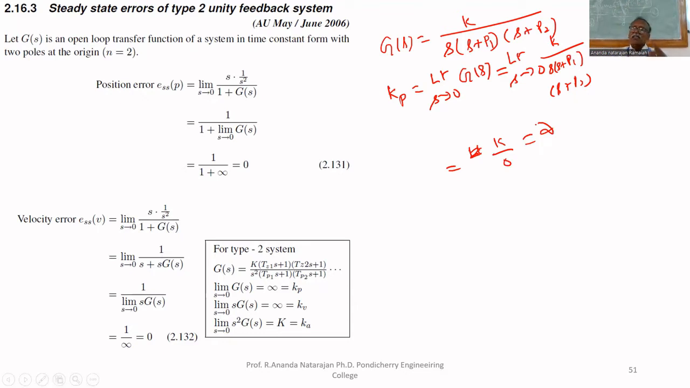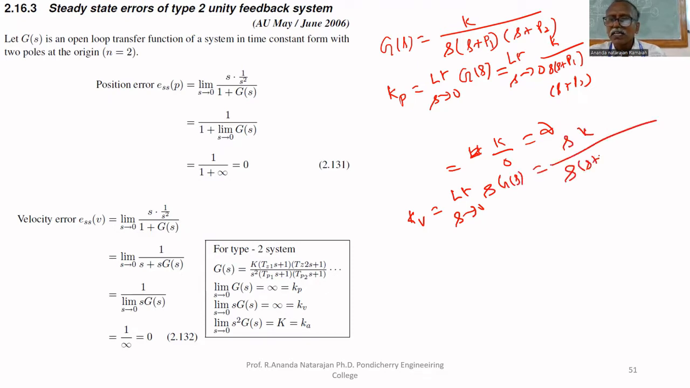Position error constant of a type 1 system is infinity. What is the velocity error constant? Kv is the limit as s tends to 0 of s G(s). G(s) equals K' upon s multiplied by (s plus p1) and (s plus p2). We have to write it in time constant form, so let us write K dash.